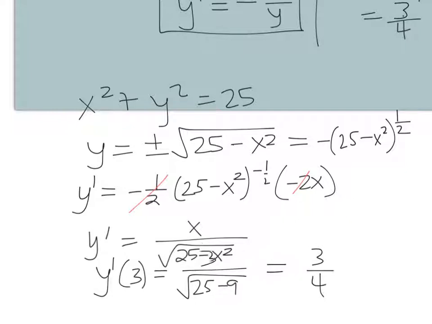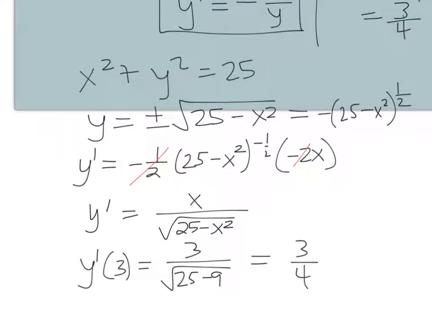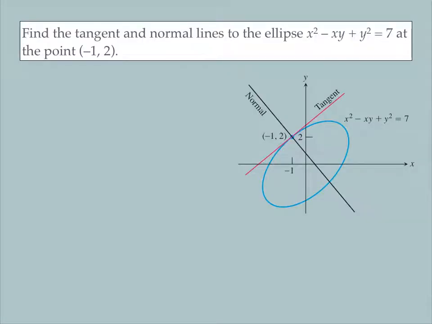Implicit is a lot easier than doing this. So you should be using implicit when you have x's and y's on the same side of the equation, unless y is very simple to solve for. Let's look at some other examples, because that's a very easy example. This is a more typical one.